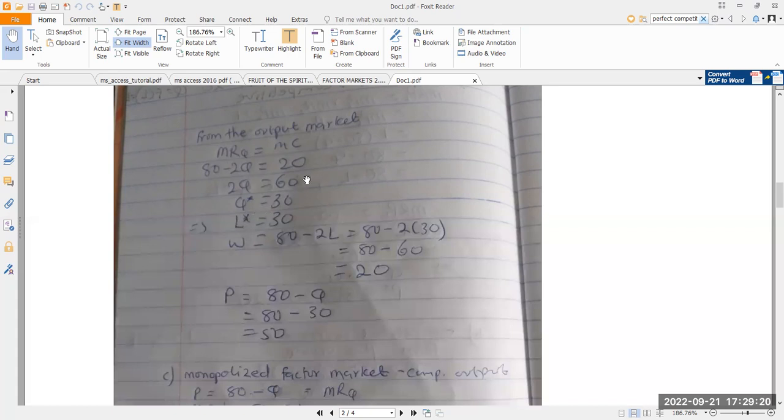So this is the case of a competitive factor market and then a monopolized output market. Is that okay?